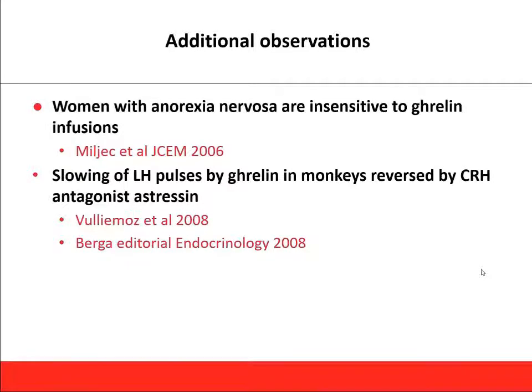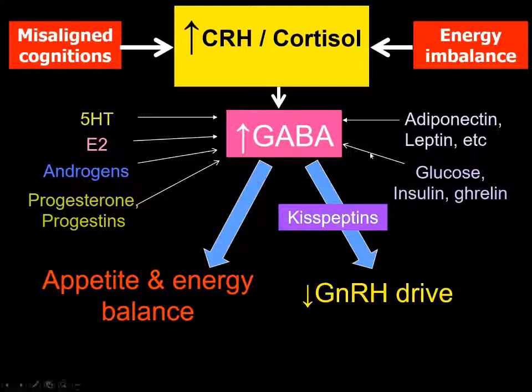And we see these same sorts of relationships in humans. Women who have anorexia nervosa, who in fact have strong cognitions about eating, are actually insensitive to the appetite signal ghrelin. And when we give ghrelin to monkeys, it normally will slow LH pulses. It's part of the signaling system that says to the kisspeptin neurons, don't fire. But when CRH is reversed by astressin, the one that we talked about previously, the slowing of LH pulses by ghrelin goes away.